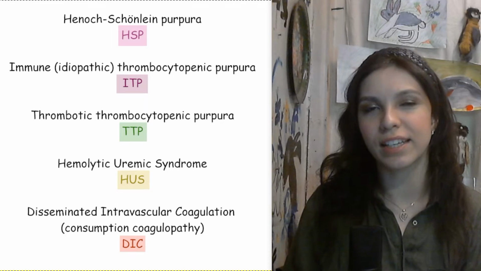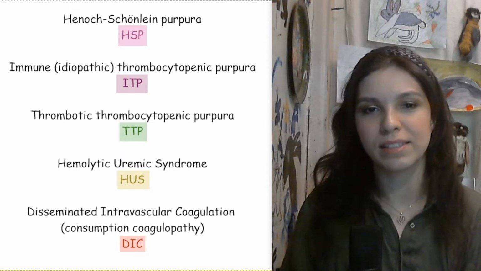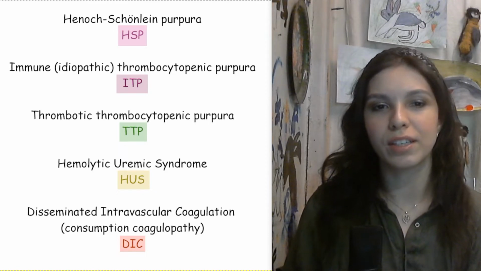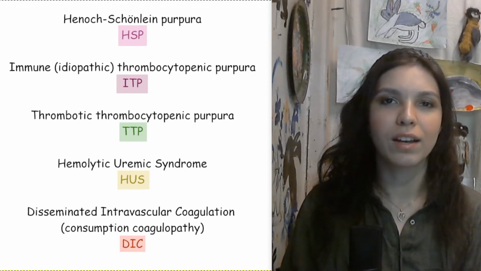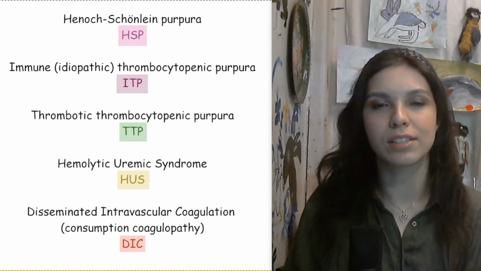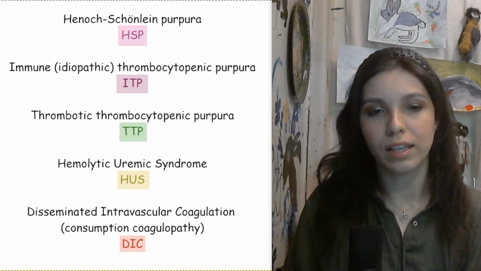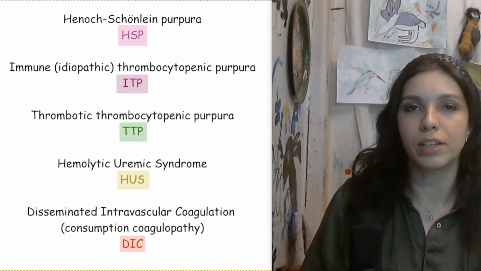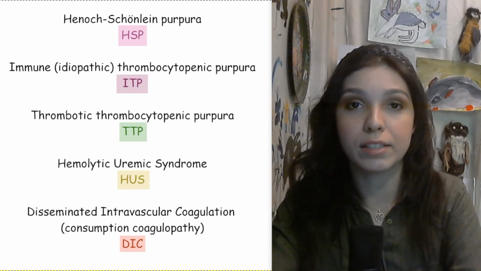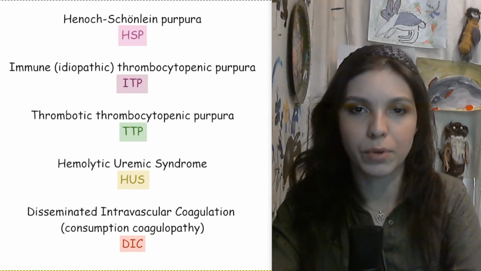Today we will sort out 5 conditions. Some of them have quite mild symptoms, like Henoch-Schonlein purpura or acute immune thrombocytopenic purpura. They are self-limiting and require just supportive treatment. Some of them have quite severe symptoms, like disseminated intravascular coagulation, which requires immediate treatment. So let's start talking about purpura.